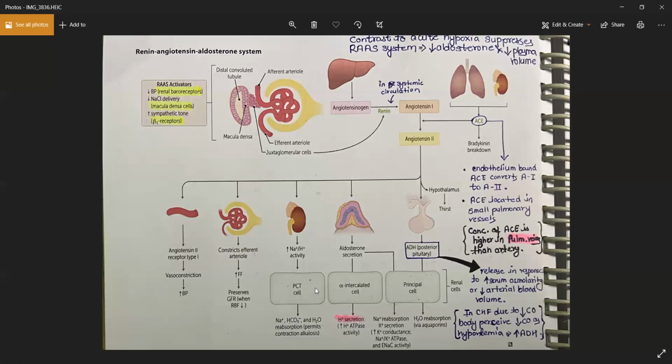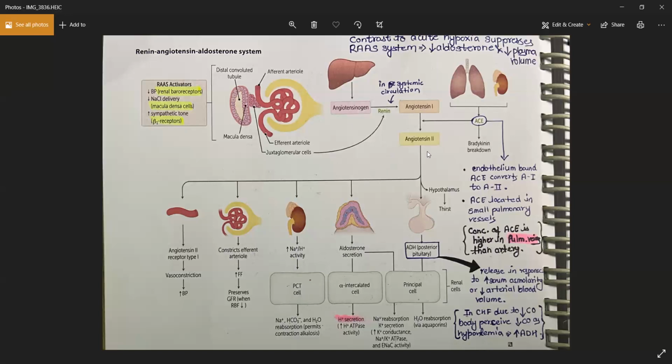Okay, so in the PCT, it will be increasing the reabsorption of water. In the collecting duct, it will be causing more sodium reabsorption, more water reabsorption, secretion of potassium, and reabsorption of bicarbonate again. That is a function of aldosterone, right? I'm sorry, not the angiotensin, but the function of aldosterone. The angiotensin will activate the PCT, causing more absorption of sodium only, right?